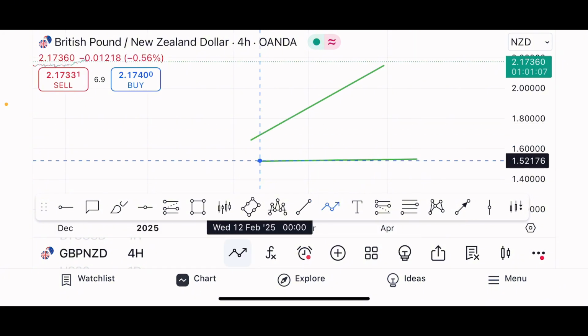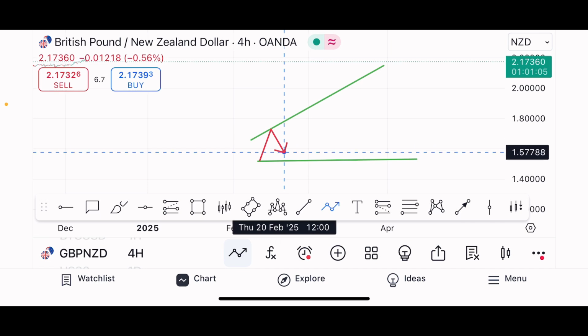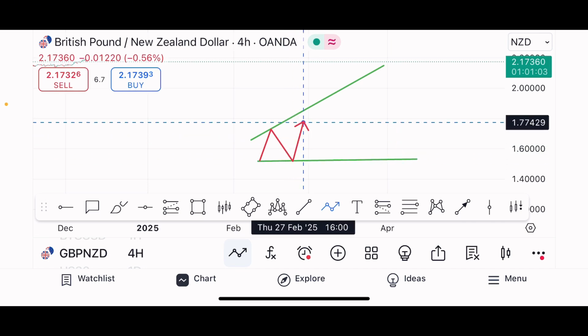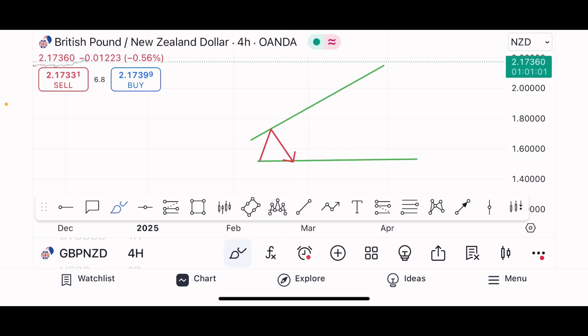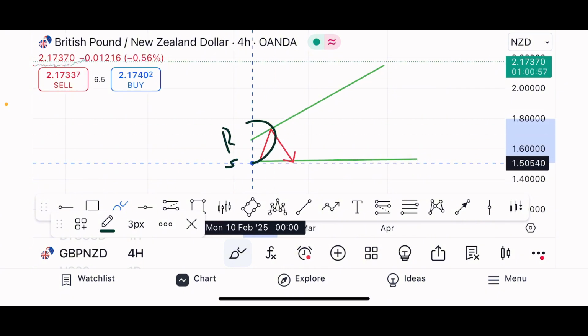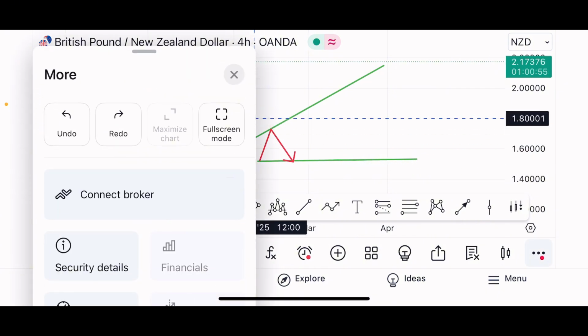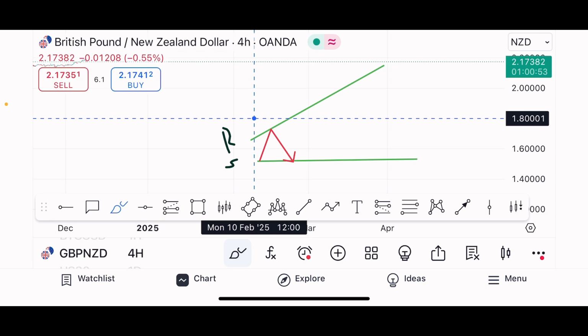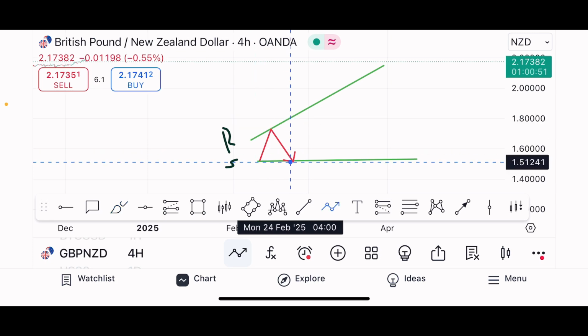The trend would start off small. As you can see, the distance between the resistance and the support is very tight over here. It's very tight, but as time goes on, it keeps expanding.